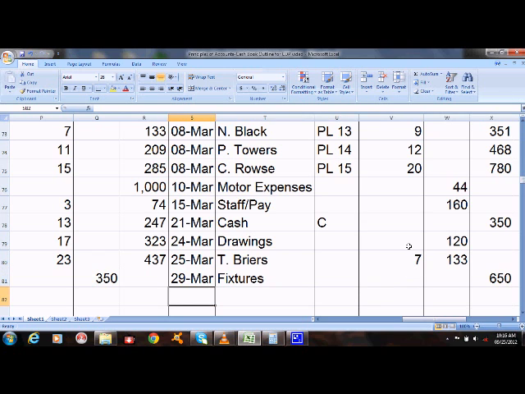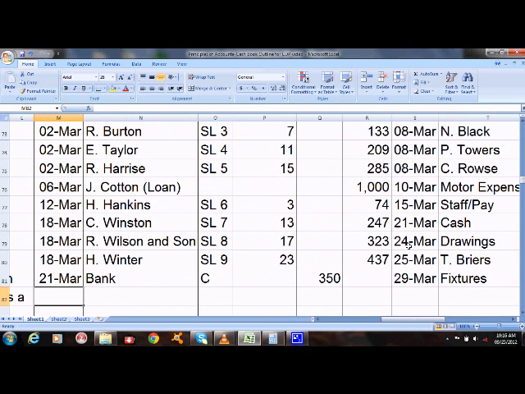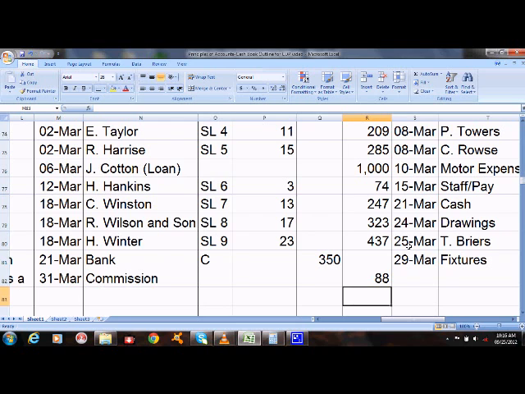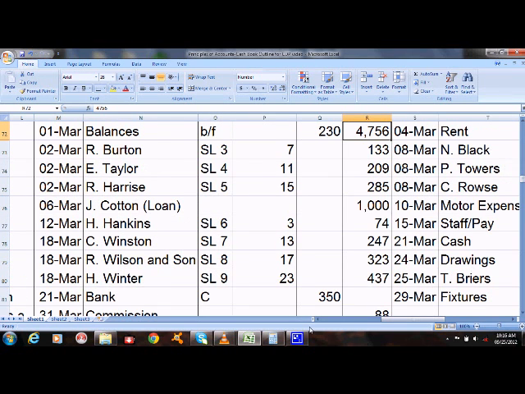Alright, March 30, receive commission by check. This is what we received, not what we paid. Therefore we would have our debit entry on the receipt side. So there's commission by what? By check. Therefore we go under the bank column. So that's it for the cash book thus far, my friends.